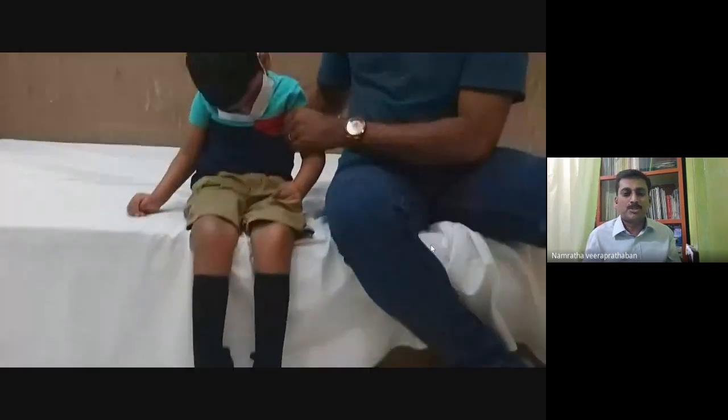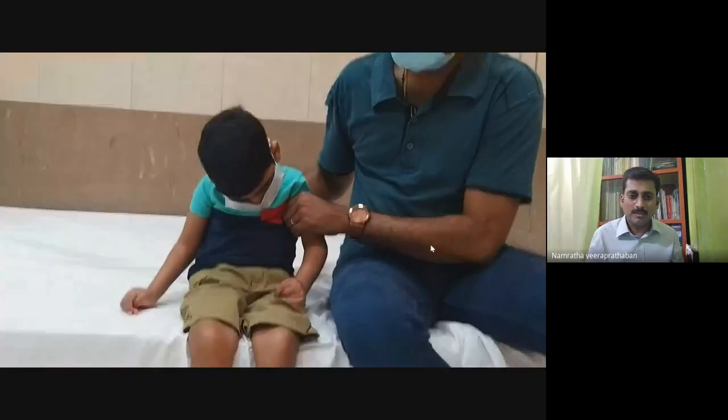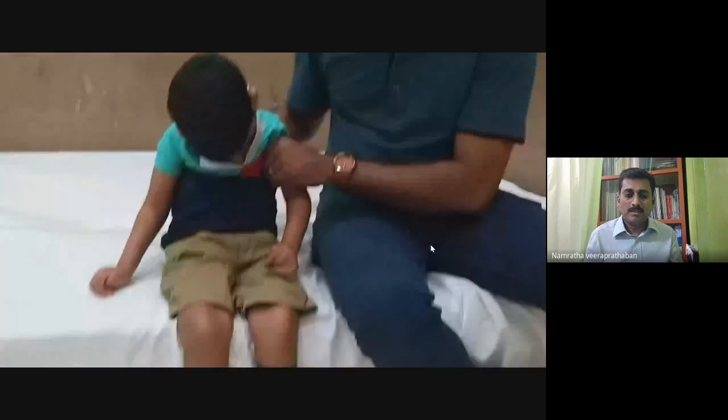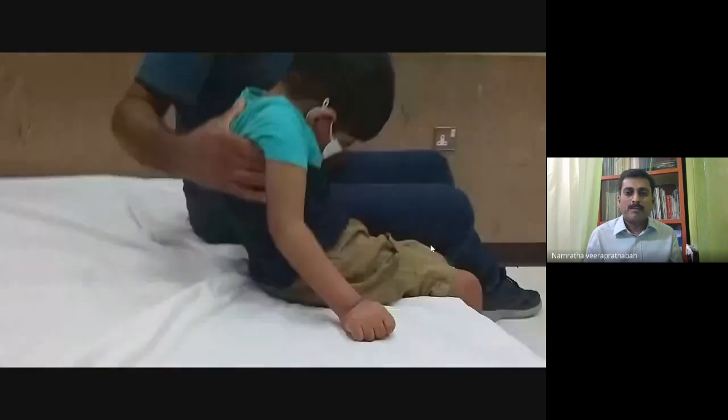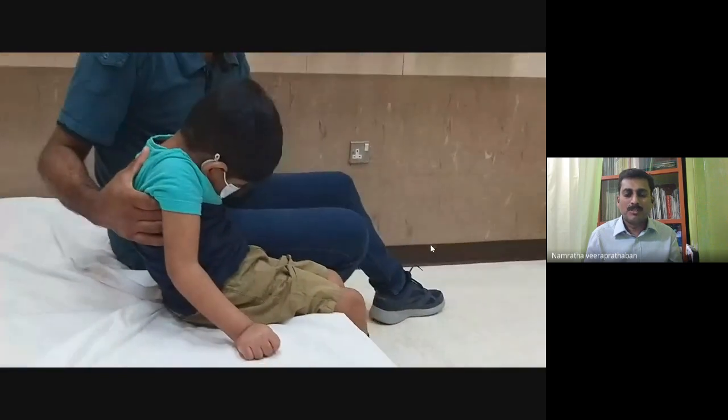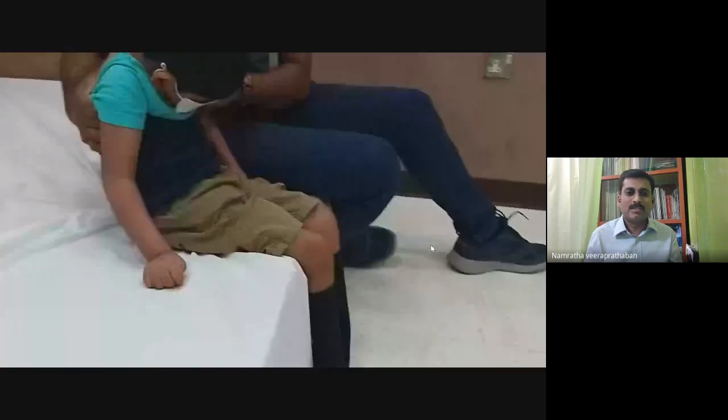And this is his sitting postural analysis. See the way he sits. Even when he's awake, this is the position he maintains. He has poor sitting balance. He has poor head control.